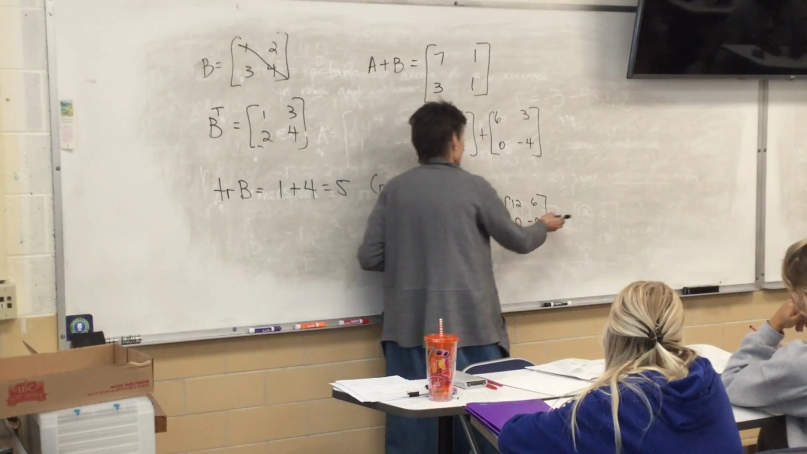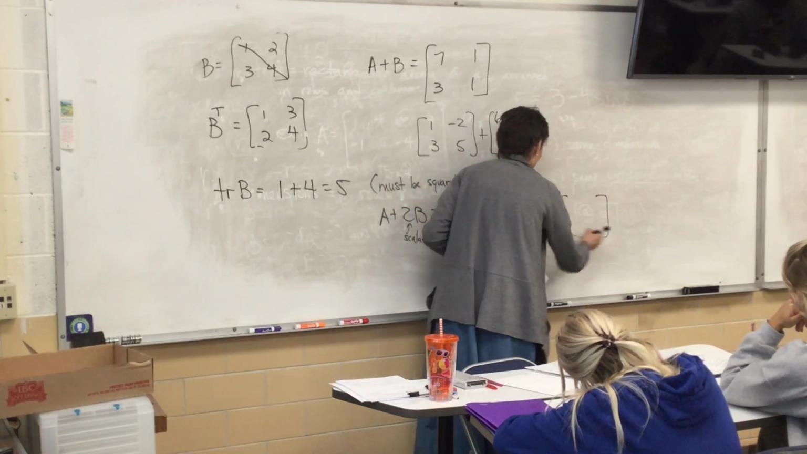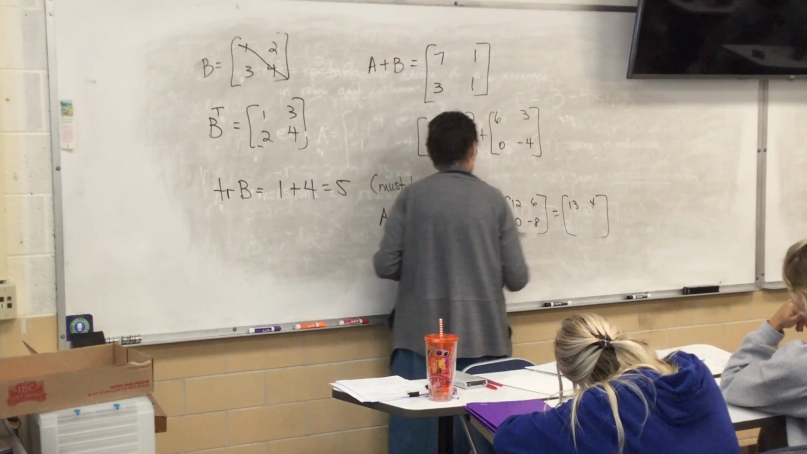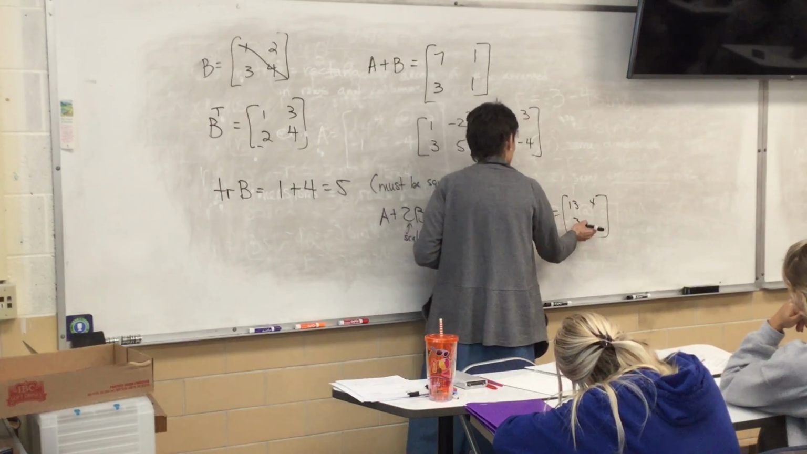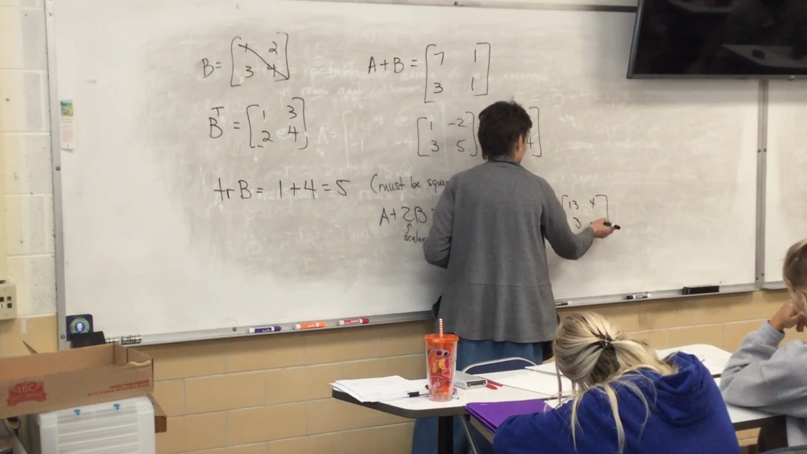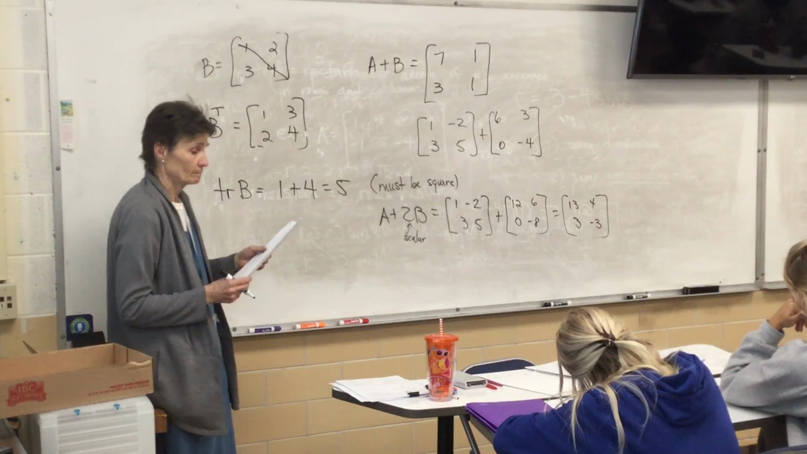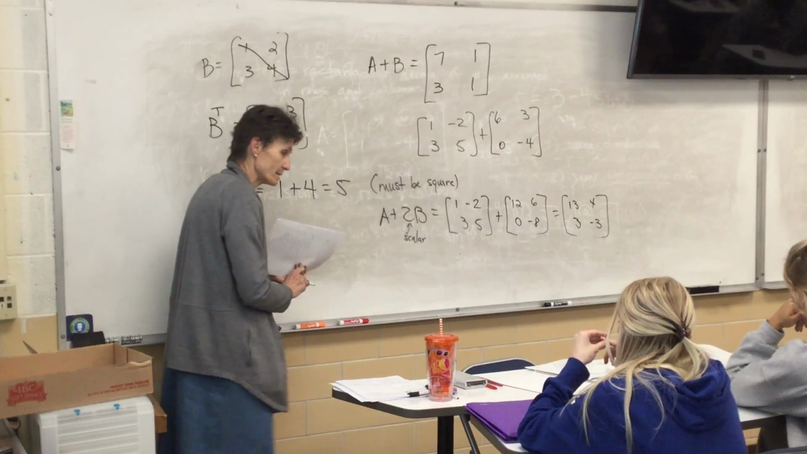So what would that sum be? We know how to add them now. How do we add those? What do we end up with? 13, 4, 13, 4, 3. How's that look to everybody? Is that okay? So easy.